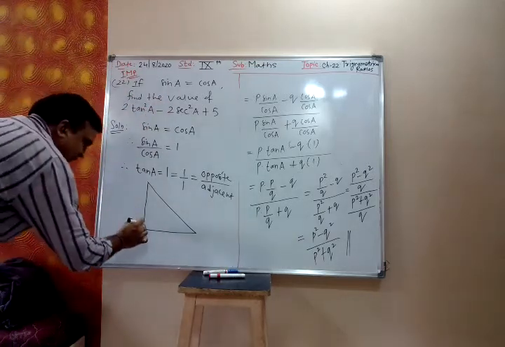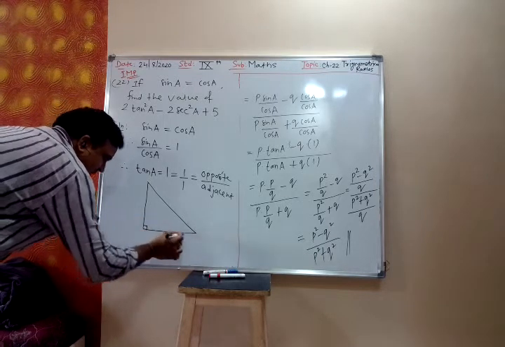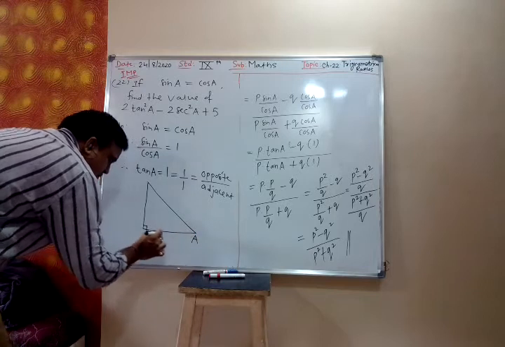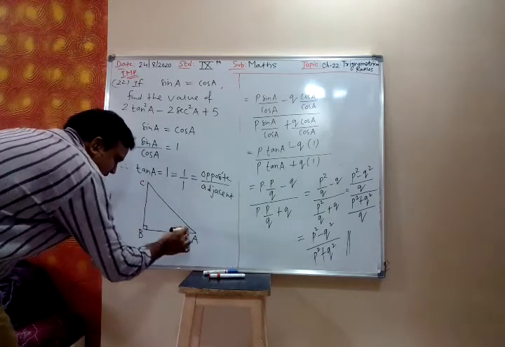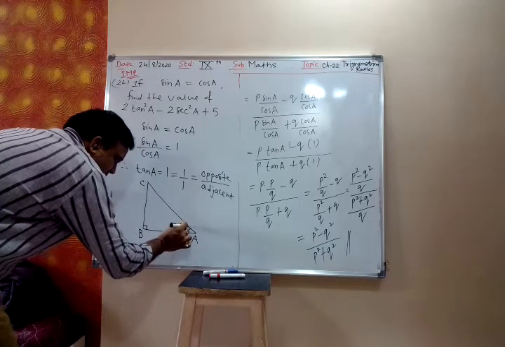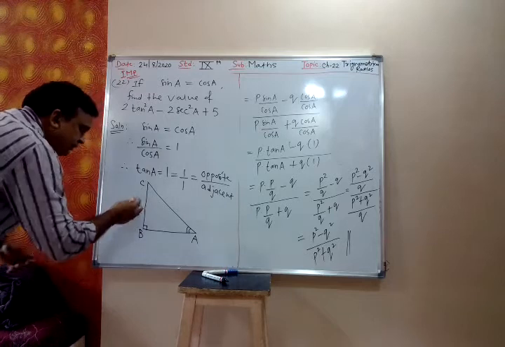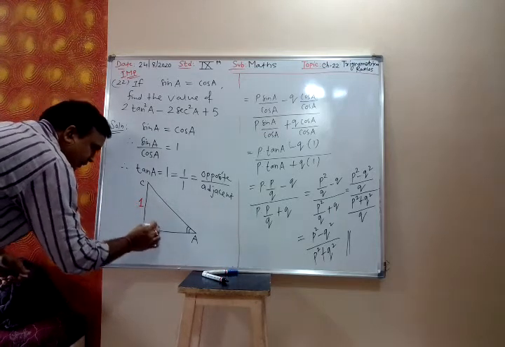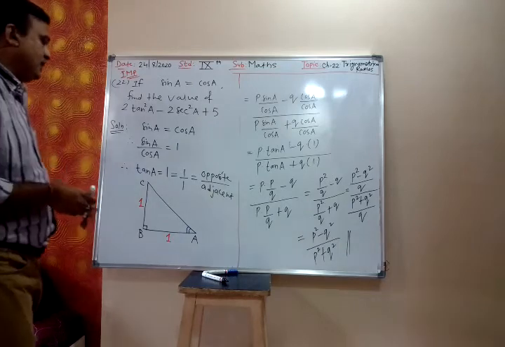Now this is tan A, so anyone you can take as angle A. Now let me take this as triangle A, B, C. So tan A, my reference angle is A. Tan A is opposite is 1 upon adjacent is 1. Now using Pythagoras, find the value of hypotenuse AC.